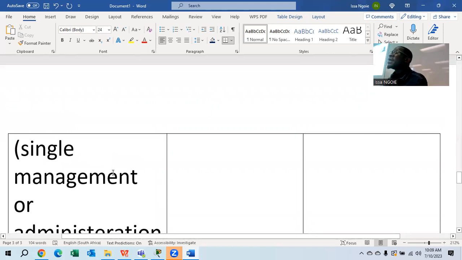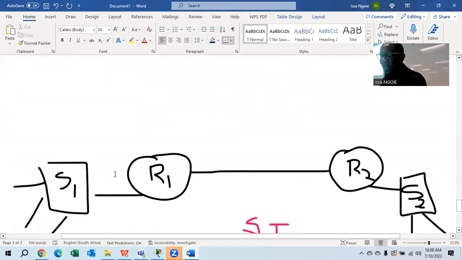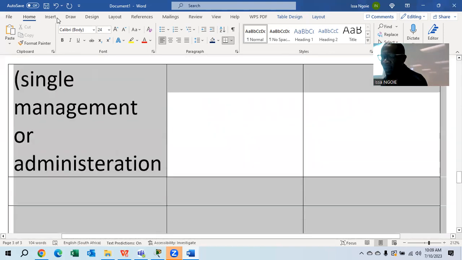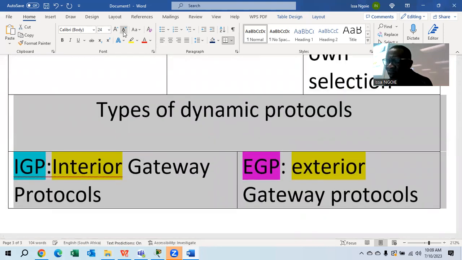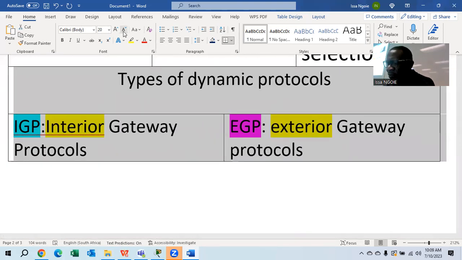That's word interior. Okay, let me first make my table small. It looks big now, giving me a problem. I can make it small.